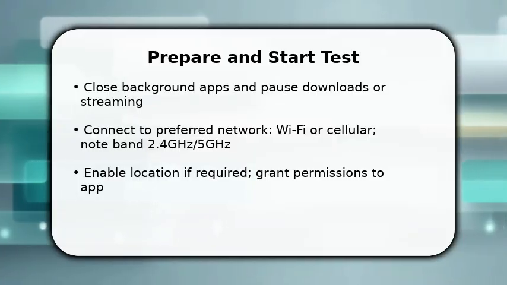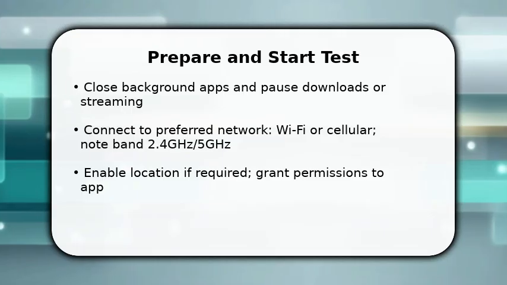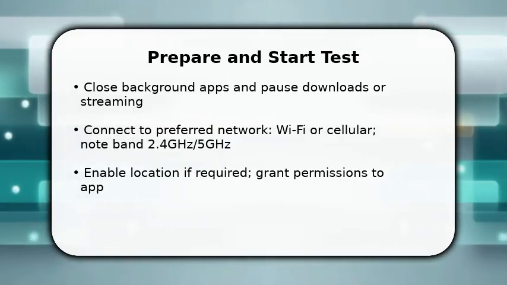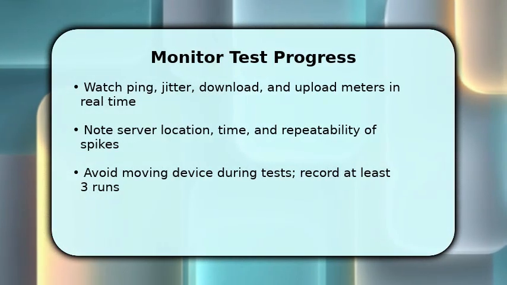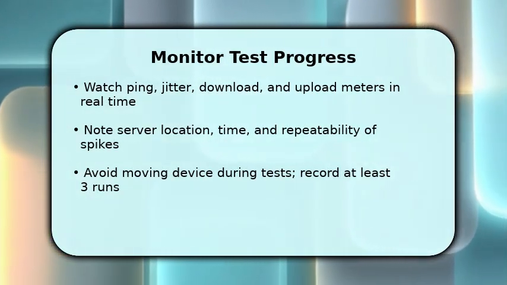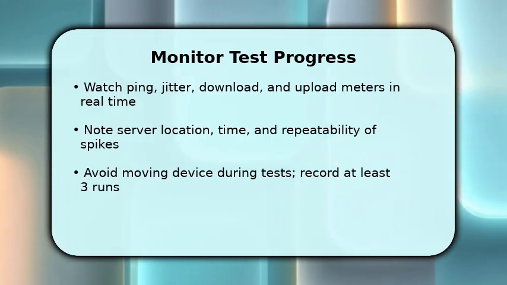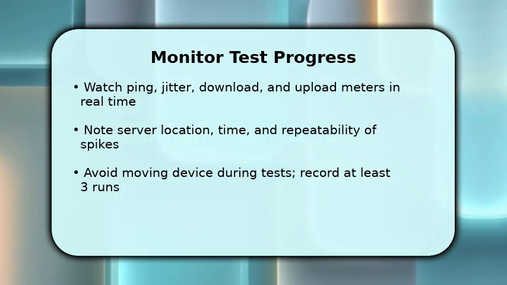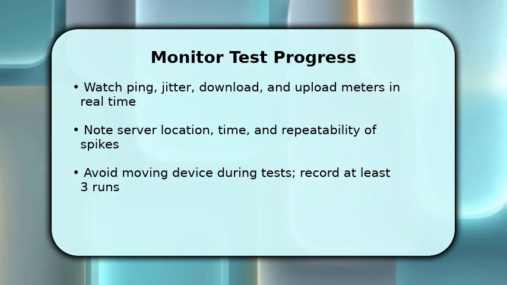Now tap the single prominent start or go button to initiate the sequence. The app will run ping, download, then upload tests automatically while showing live meters. You now watch the test run through 3 phases: ping first, then download, then upload. Pay attention to jitter and spikes. These indicate instability even if average Mbps looks fine.